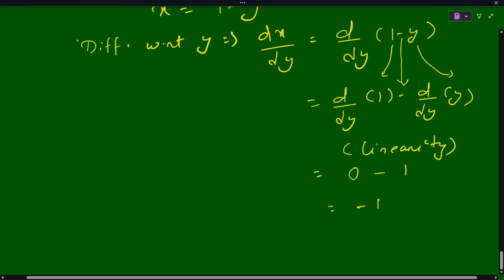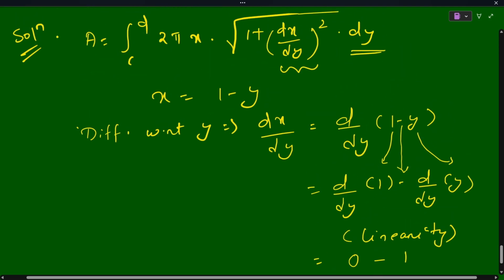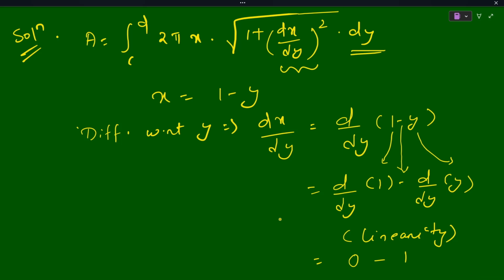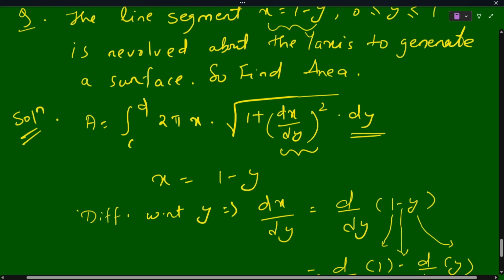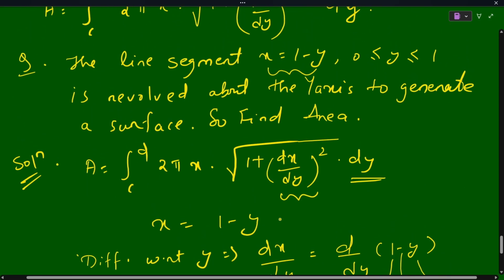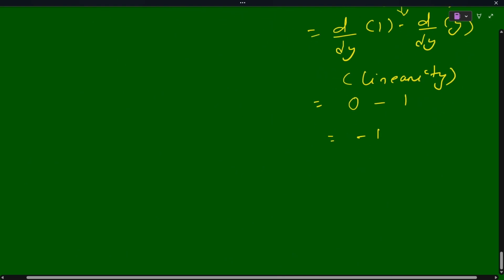Linearity means simply separate the terms. The derivative will go to 1 once, then to the y next, and the minus sign will be carried further. So the derivative of 1 would be 0 and the derivative of y is 1, so it is 0 minus 1, which is minus 1.